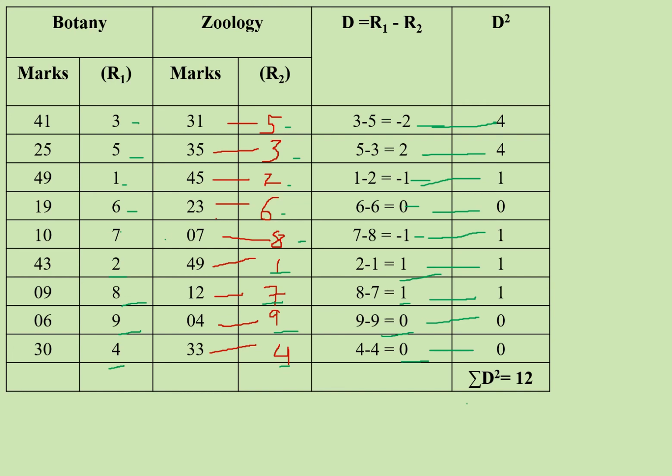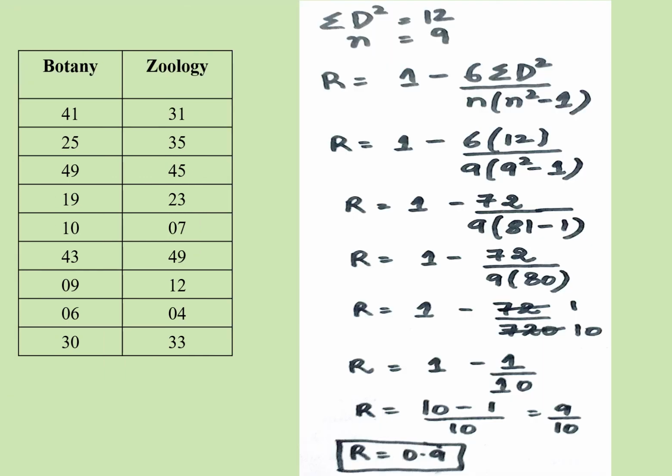Now find out sigma d square by adding all the values of d square. So sigma d square is 4 plus 4 plus 1 plus 0 plus 1 plus 1 plus 1 plus 0 plus 0. By adding all the values of d square, sigma d square is 12. n is calculated by counting the total number of observations in this data, and it is 1, 2, 3, 4, 5, 6, 7, 8 and 9. So n is equal to 9.